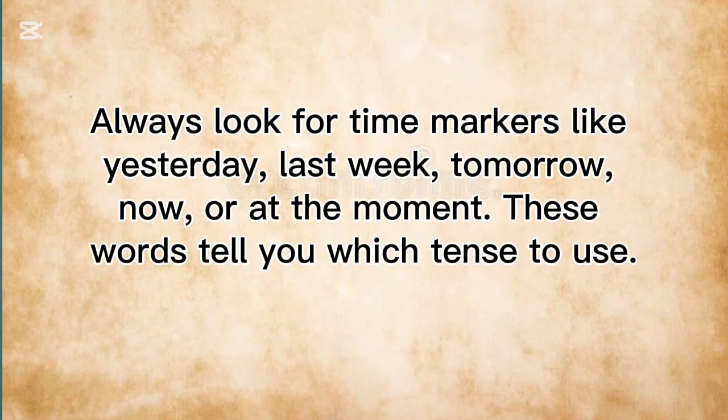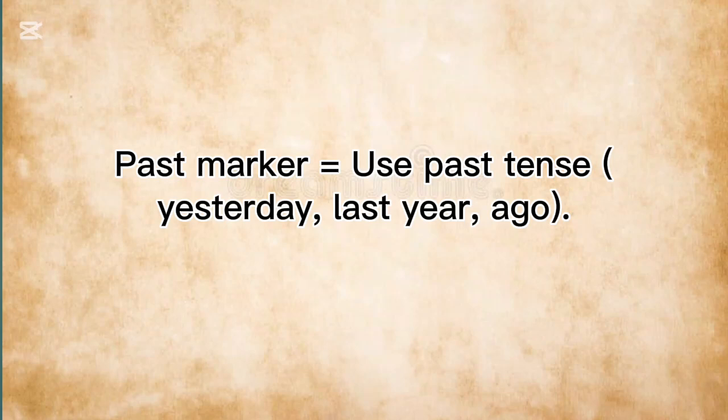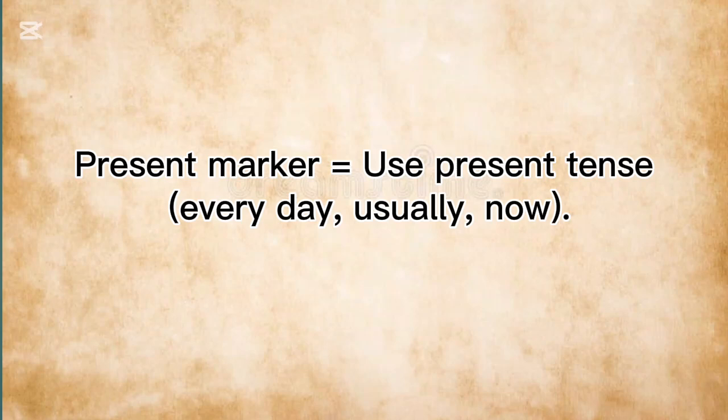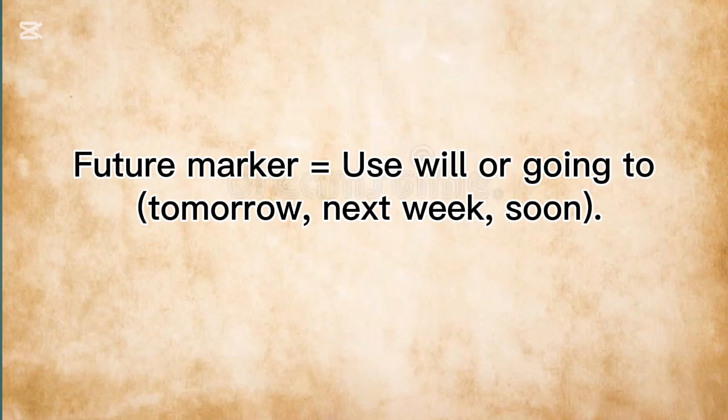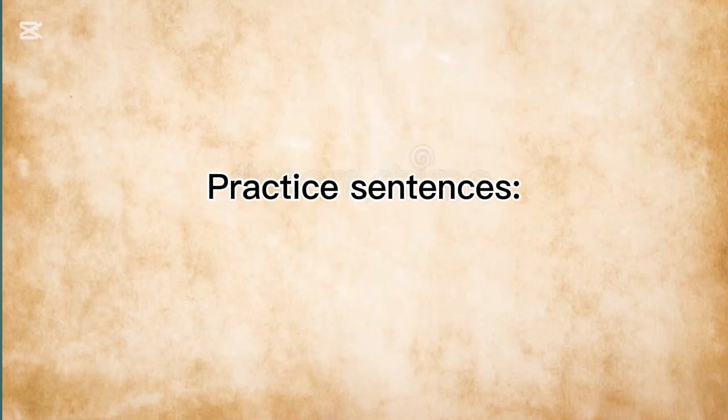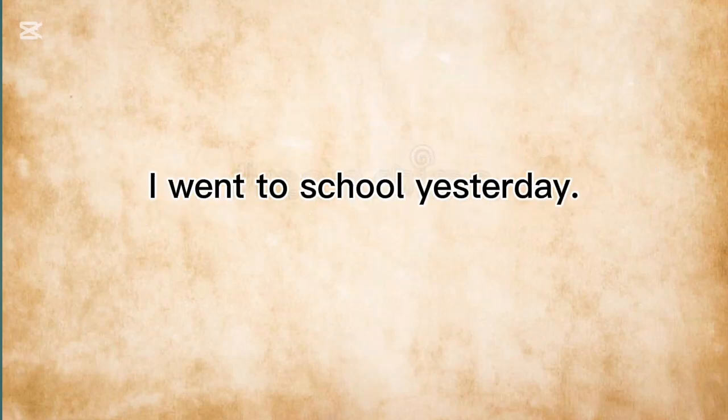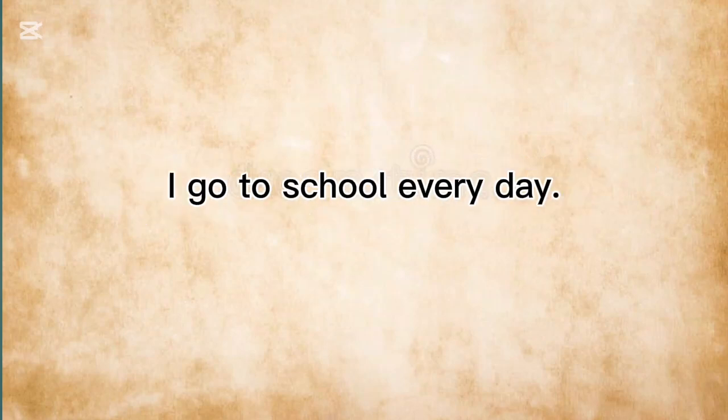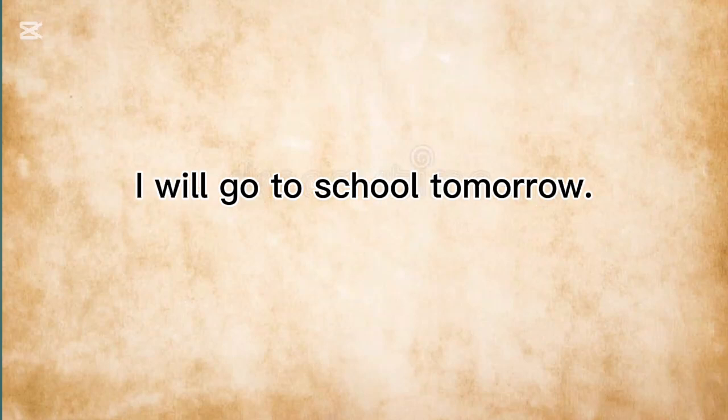Fix. Always look for time markers like yesterday, last week, tomorrow, now, or at the moment. These words tell you which tense to use. Past marker equals use past tense: yesterday, last year, ago. Present marker equals use present tense: every day, usually, now. Future marker equals use will or going to: tomorrow, next week, soon. Practice sentences. I went to school yesterday. I go to school every day. I will go to school tomorrow.